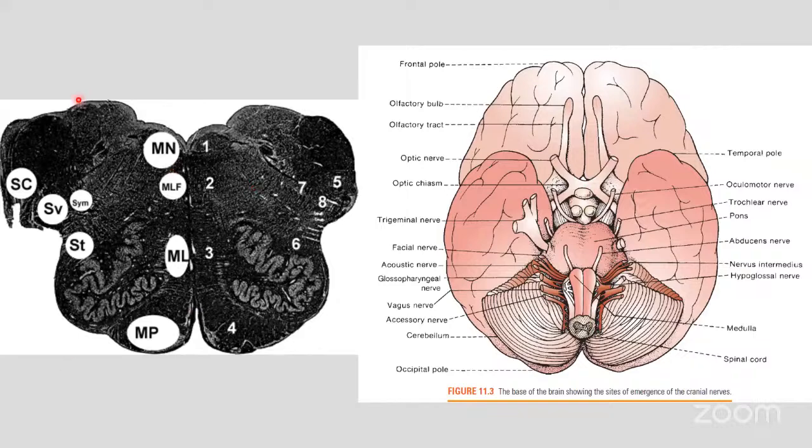This is the rule of 4. The 4 midline structures: motor nuclei of cranial nerves, medial longitudinal fasciculus, medial lemniscus, and motor pathway. These are the 4 side lateral structures: spinocerebellar tract, spinothalamic tract, the sympathetic trunk, and the sensory nuclei of the 5th cranial nerve.